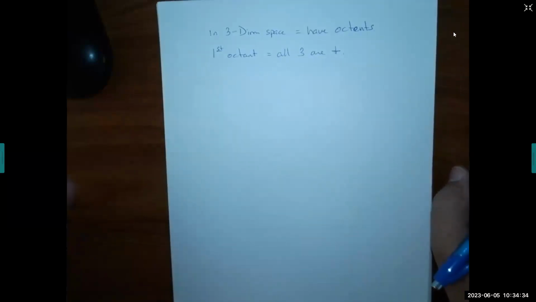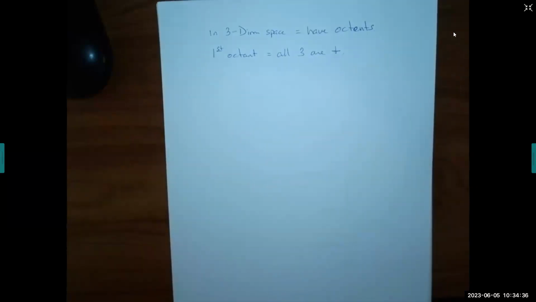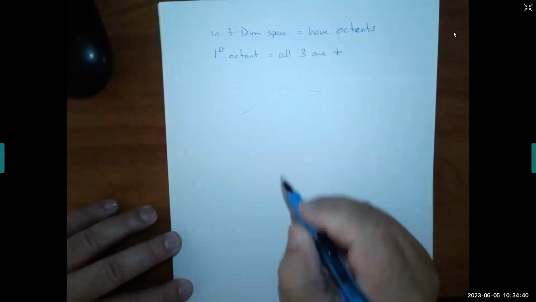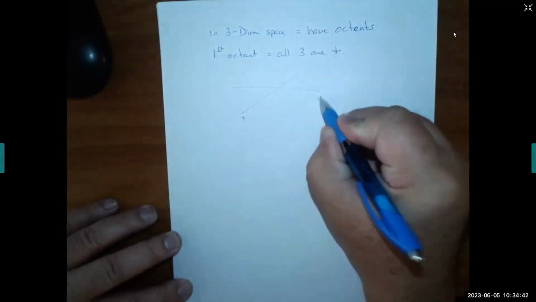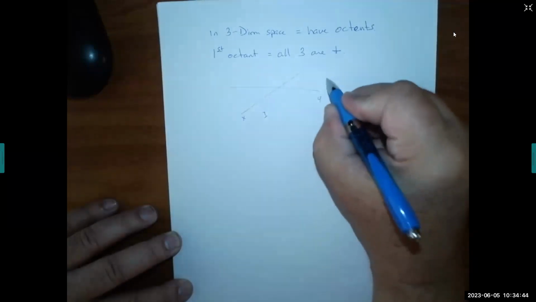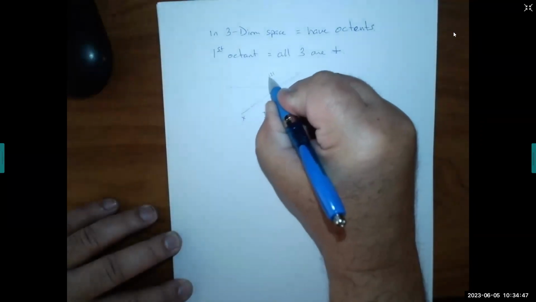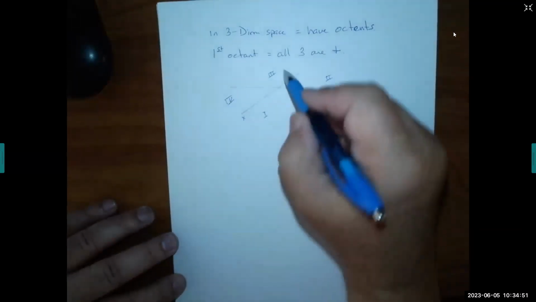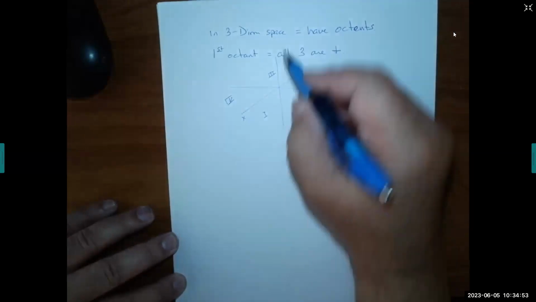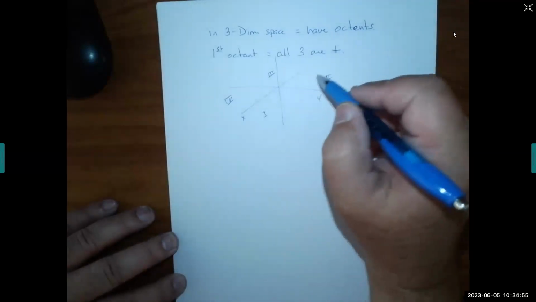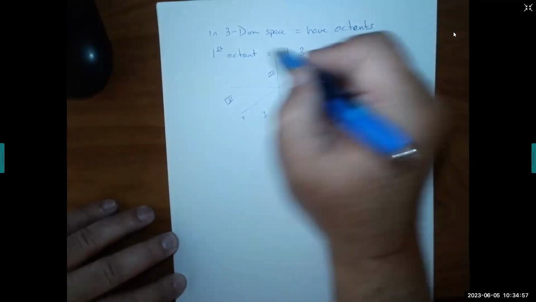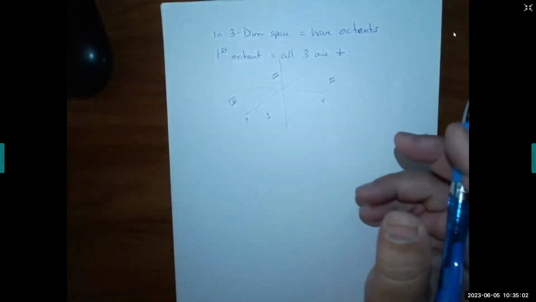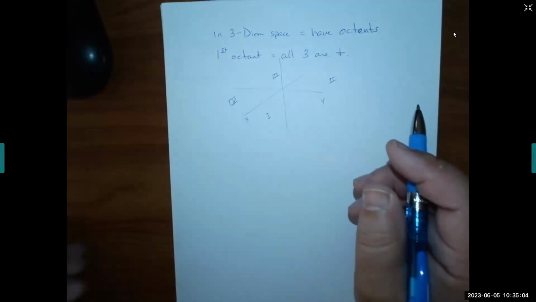Why do we have an octant? Because think about it. You have the X and Y plane, right? The X and Y plane gives you 4. This is the first one. This is the second one, third one, fourth one. And then you have up, which are the positive, positive, positive, and then the negative Z's. So that's why we have 8 octants.